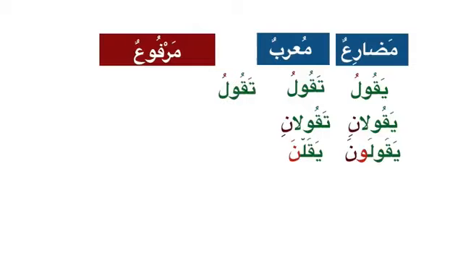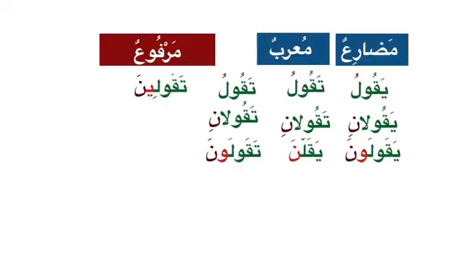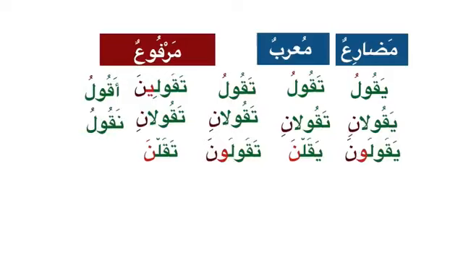Then again taqulu, taqulani, taquluna, taqulina, taqulani, antunna. Again what happens? Iltiqai sakinaini changes it into taqulna. The weak letter is dropped. Aqulu, ana aqulu, nahnu naqulu. So this is the mudari' for qala yaqulu. This is how it is conjugated.